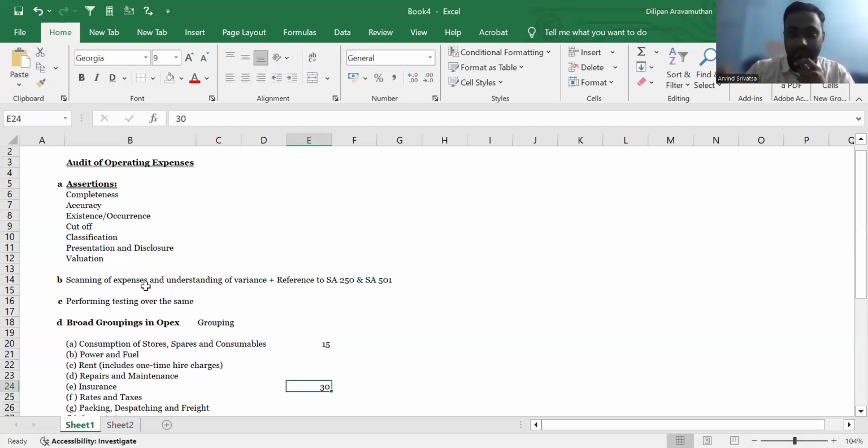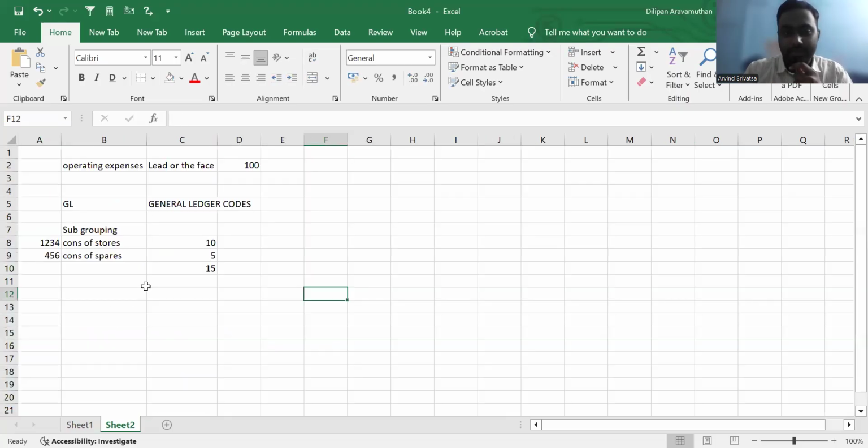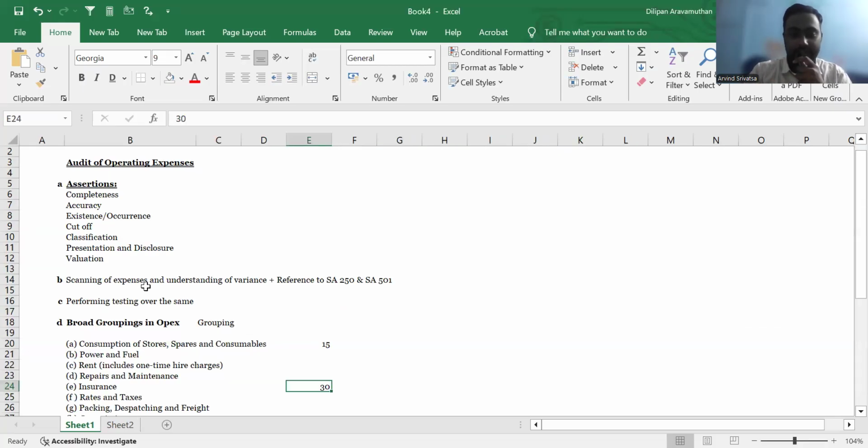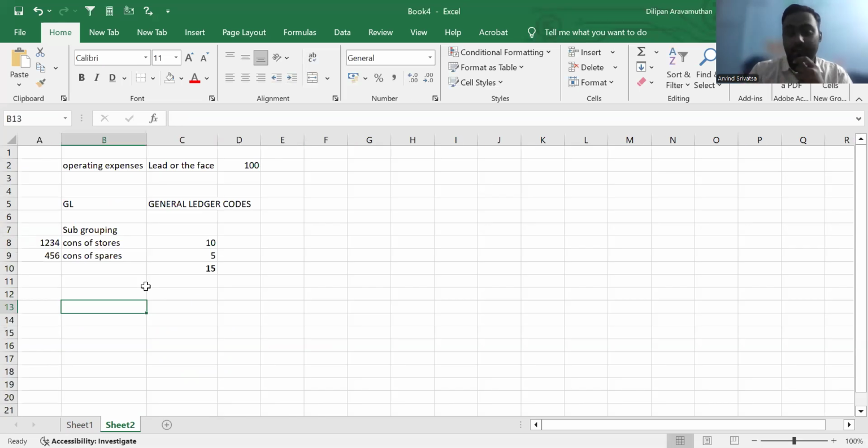Let us say insurance is further broken down into multiple GL codes, like your general insurance, your insurance for your inventory, your insurance for your plant and machinery. Let's say you select a particular line item and you ask for the supporting for the line item. Why do you need a supporting? Because management has passed an entry. On what basis would the management have passed an entry? Like for example, insurance. Management would have received an insurance service for which they would have booked the expense, right?